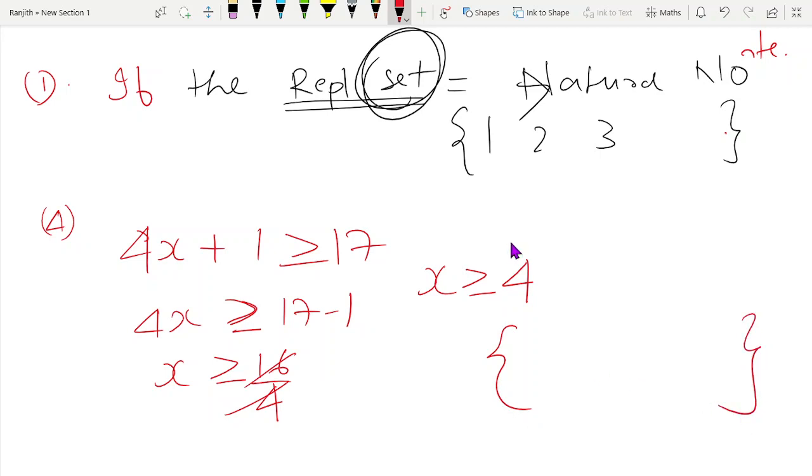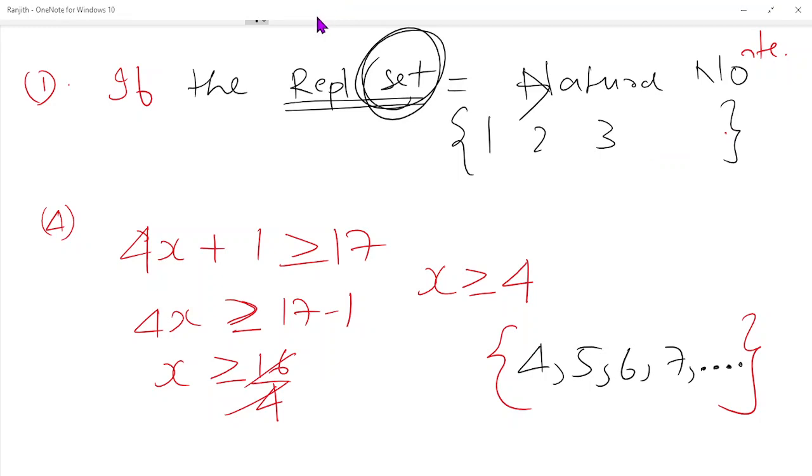Okay, x is greater than or equal to. Can you see equal to? So should I consider 4? Yes, sir. 4, 5, 6, 7, and it goes on, infinite values. You can't write all the values, so just put dots, right? Yes, sir.